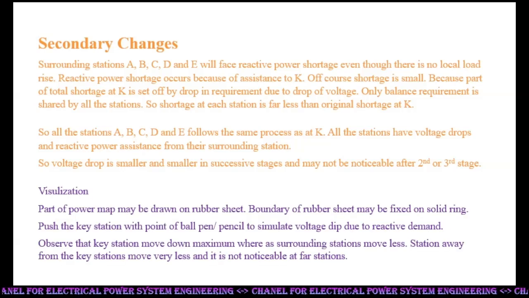Part of a power map may be drawn on a rubber sheet. The boundary of the rubber sheet may be fixed on a solid ring. Push the key station with the point of a ball pen or pencil to simulate voltage dip due to reactive demand. Observe that the key station's downward movement is maximum, whereas surrounding stations have less. Stations away from the key station have very little, and it is not noticeable at far stations.